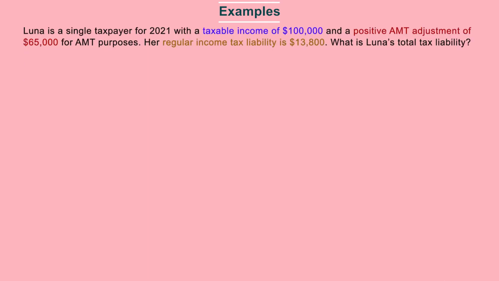Luna is a single taxpayer for 2021 with a taxable income of $100,000 and a positive AMTI adjustment of $65,000 for AMT purposes.